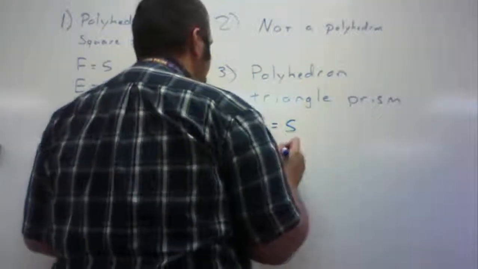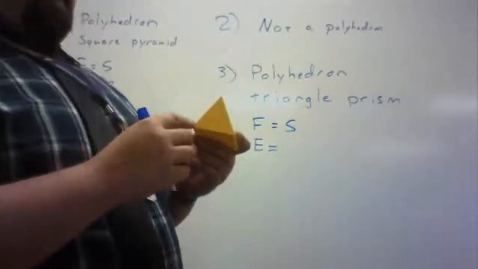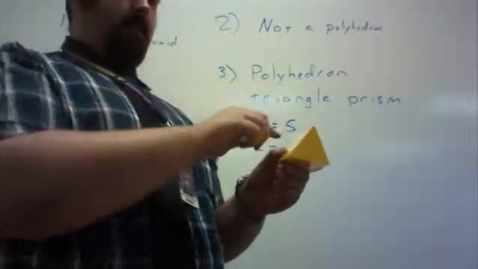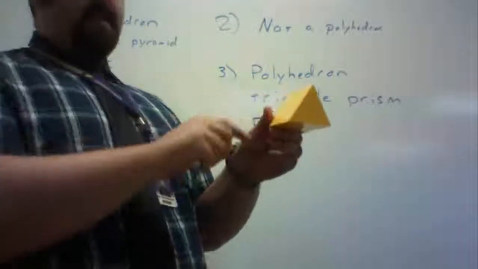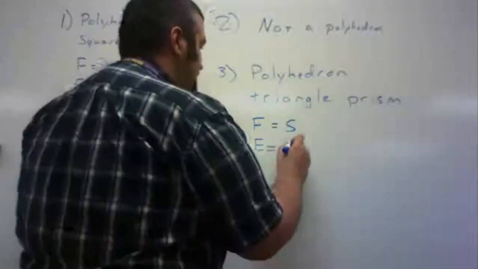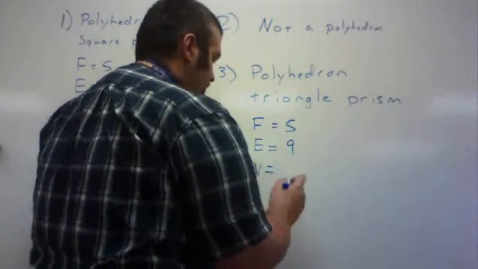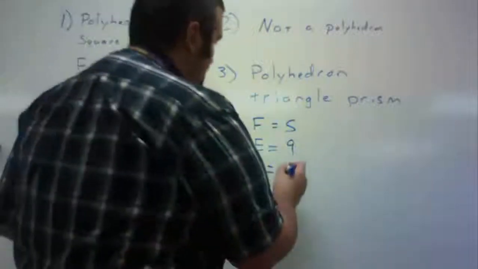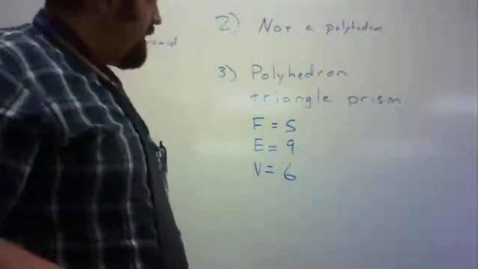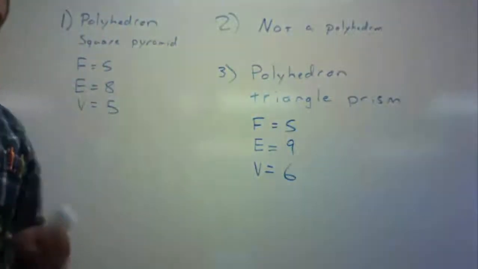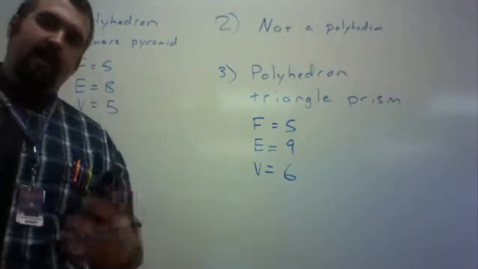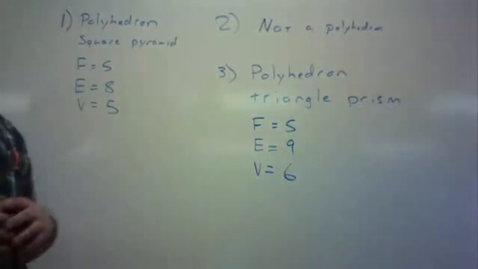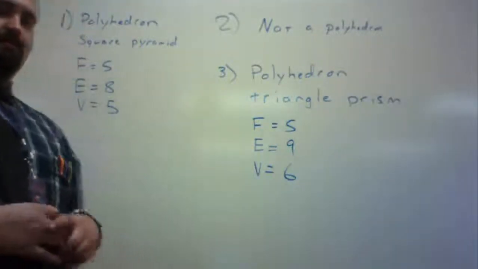Now, the number of edges: 1, 2, 3, 4, 5, 6, 7, 8, 9. I count 9. And the number of vertices: 1, 2, 3, 4, 5, 6. I count 6. And there we go. So the first and third one end up being a polyhedron. The first one was a square pyramid. The last one was a triangular prism.